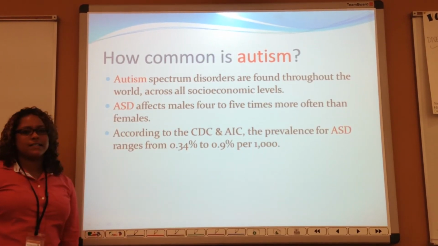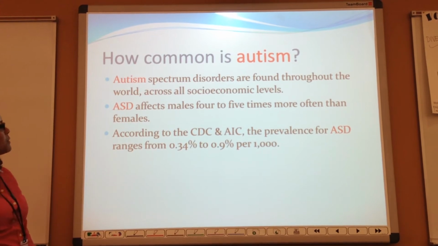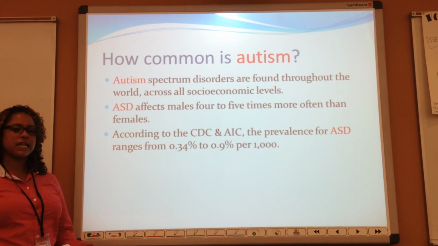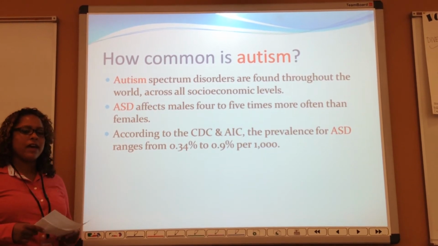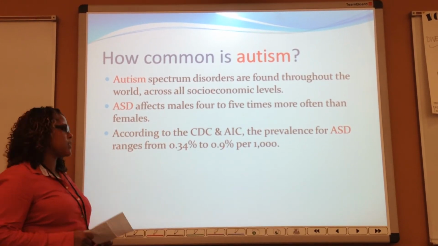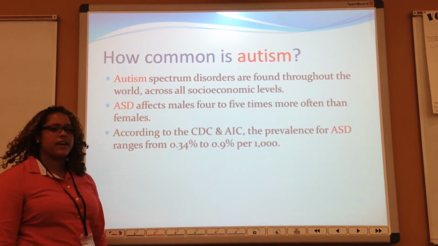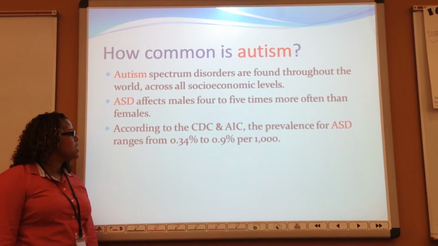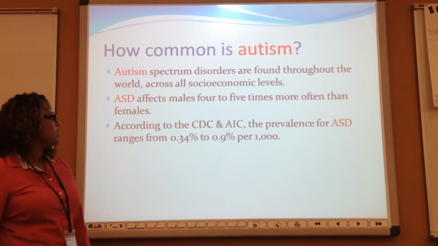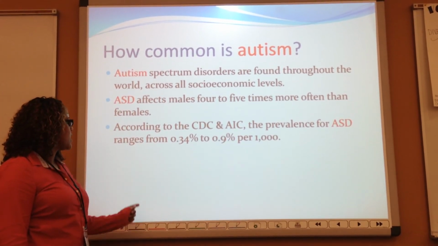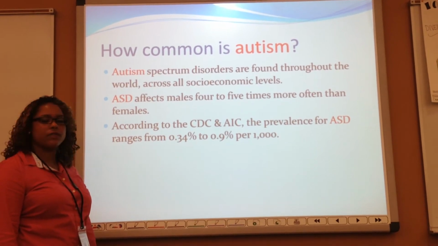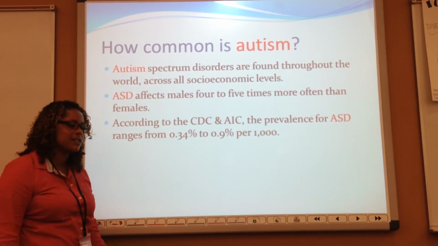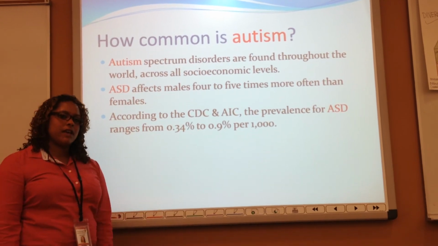How common is autism? Autism spectrum disorders are found throughout the world. They're found in different sexes, ages of people, and ethnicities and races. ASD affects males 4 to 5 times more than females. And according to the CDC, the prevalence for ASD ranges from 0.34% to 0.9% for every 1,000 persons. So that's about 3 to 9 people in every 1,000.